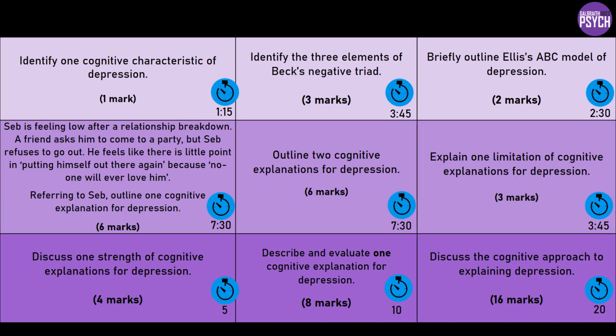So, identify, you don't need to explain it, a cognitive characteristic of depression. We're looking for something possibly like negative thinking, or it might be selective attention on the negative aspects of a situation. But something about thinking and how it's irrational or it's negative.